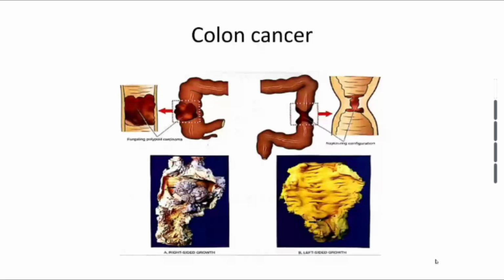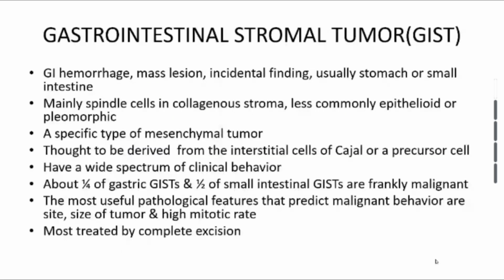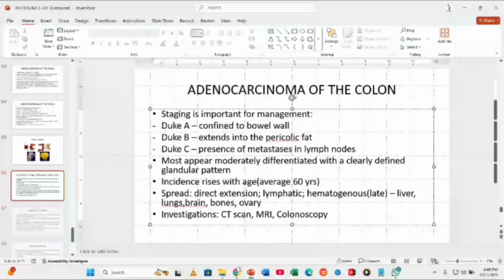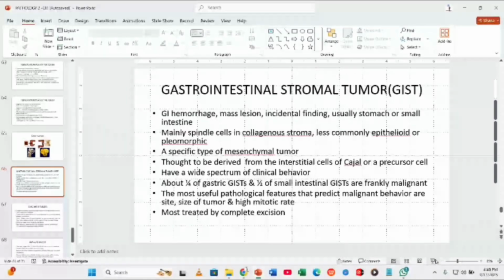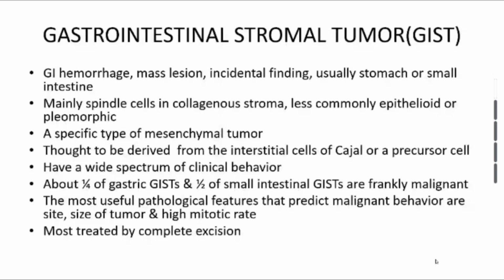Then there is what we call GIST, gastrointestinal stromal tumor. And this one can present with bleeding, either vomiting blood or bleeding per rectum. You can have a mass within any of the tissues, the stomach, or even the small or large intestine. Most of the time, it can also be an incidental finding. And most of the time, it is the stomach or the small intestine. So this one mostly affects the stomach or the small intestine.